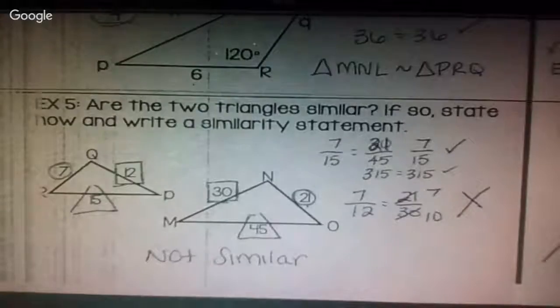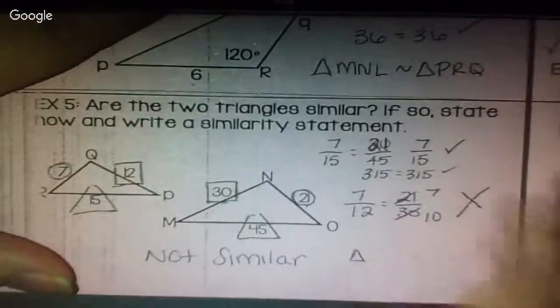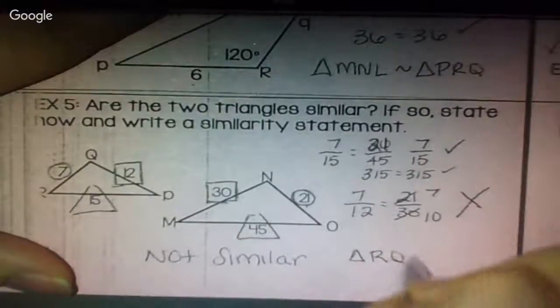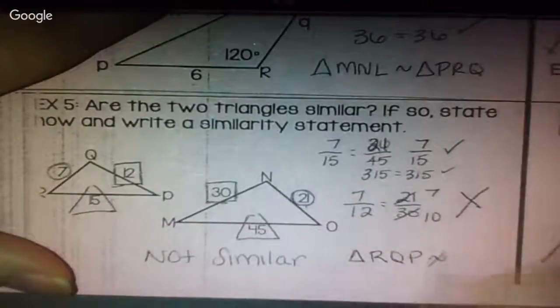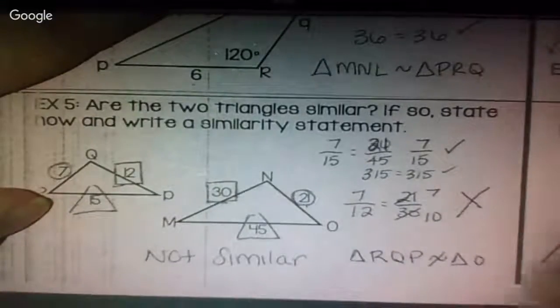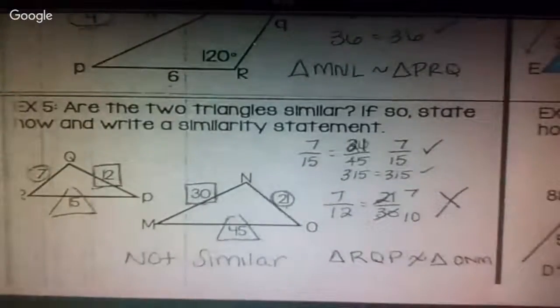Or sometimes they'll put triangle RQP is not similar to triangle ONM. They'll just use the not similar symbol, with a slash through it, just like you can do with the equal sign and put the slash through it to say that they're not equal.